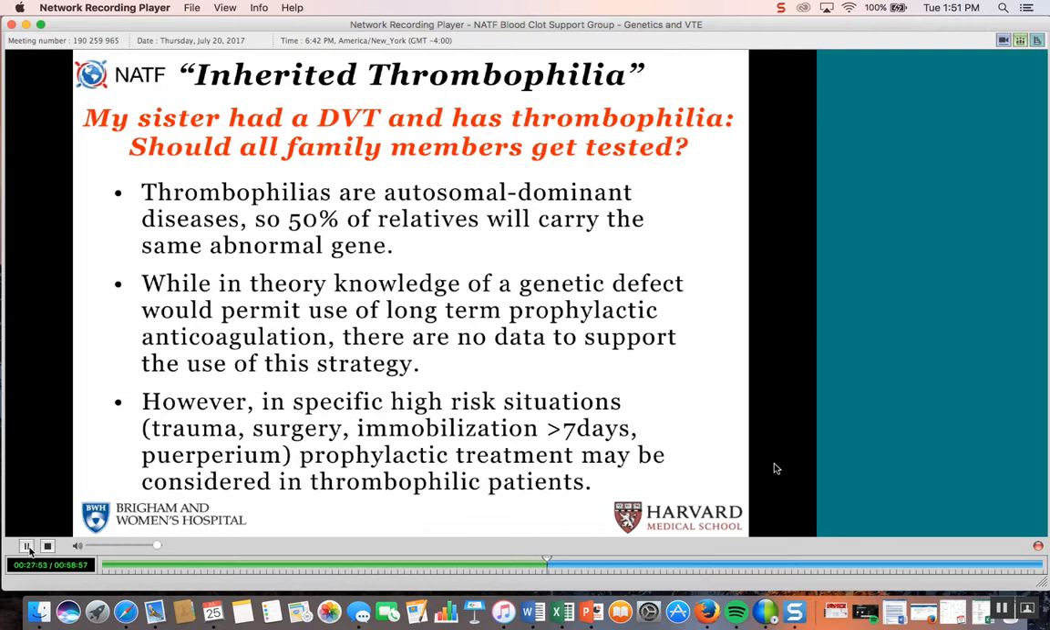However, we have to use our knowledge, because in specific high-risk situations, let's say a patient that has a genetic abnormality and has a big trauma, or has surgery, or is immobilized for a long period of time for an illness, let's say pneumonia that puts you in bed for a long time, or a patient that is a woman that is pregnant or is delivering a baby. In these situations, prophylactic treatment for a limited amount of time may be considered, because the short-term use may confer benefits that are higher than the risk, let's say, of bleeding.